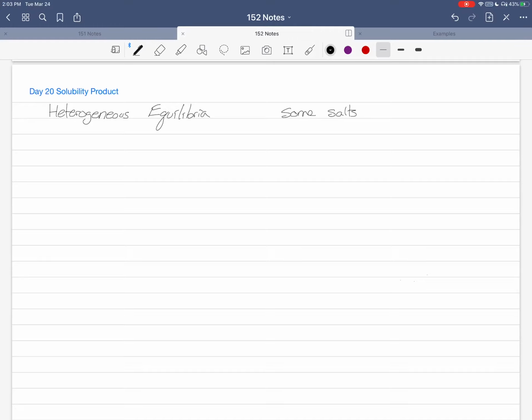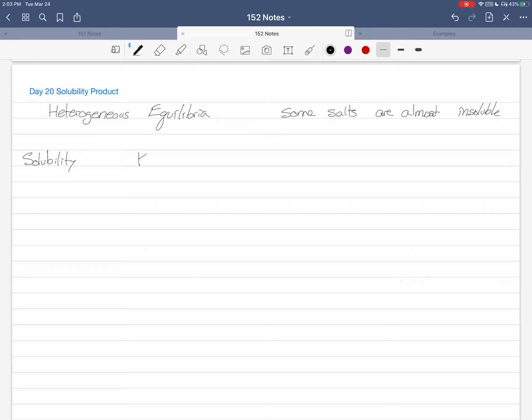and when we say salts, what's a salt? A salt is any ionic compound. Some salts are almost insoluble. So let's look at three salts. When we talk about solubility, we're talking about how much dissolves.